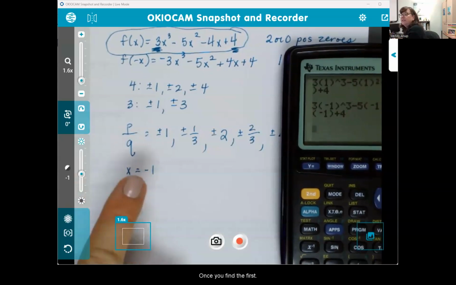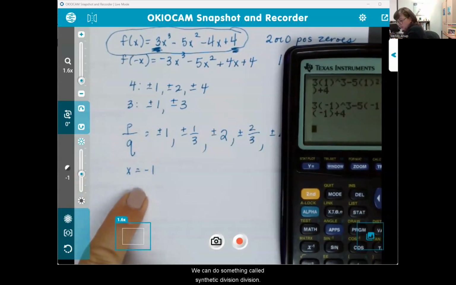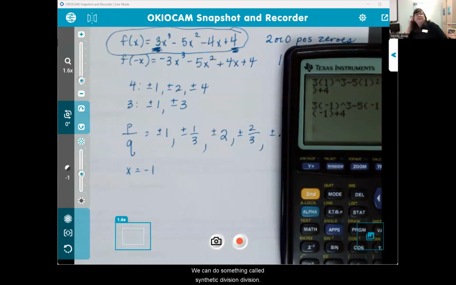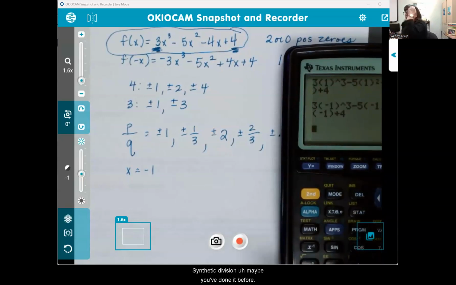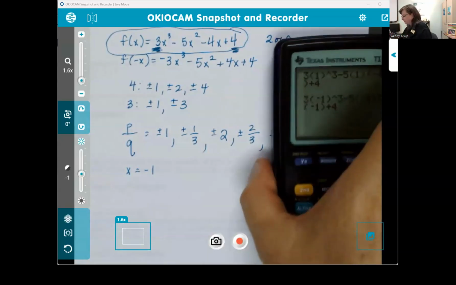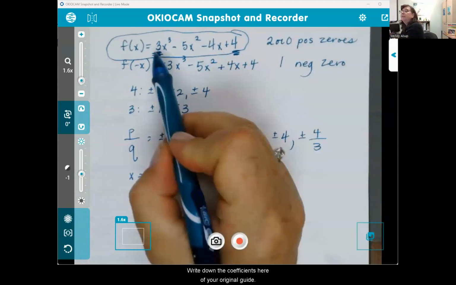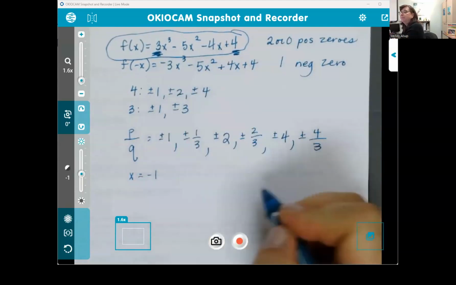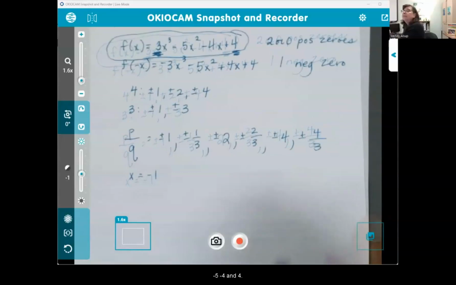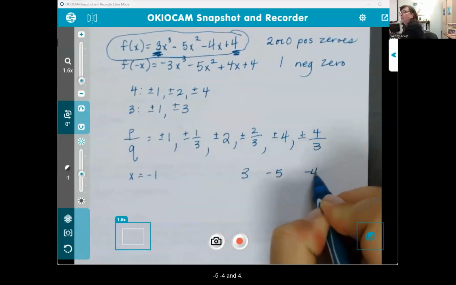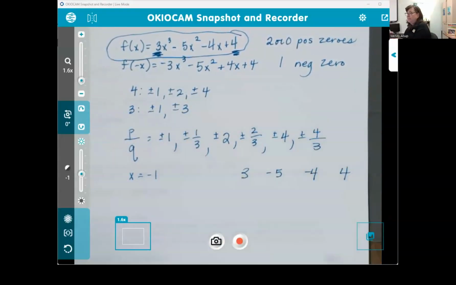Once you find the first zero, we can do something called synthetic division. Maybe you've done it before. Let me show you synthetic division real quick. Write down the coefficients of your original function: 3, negative 5, negative 4, and 4.